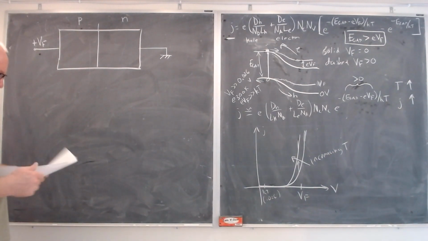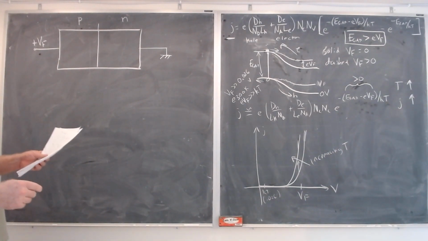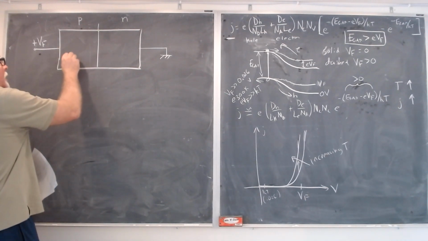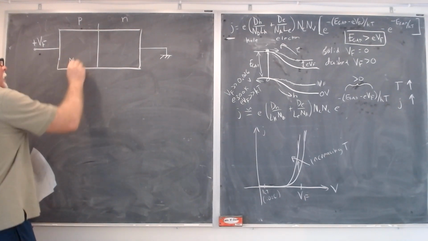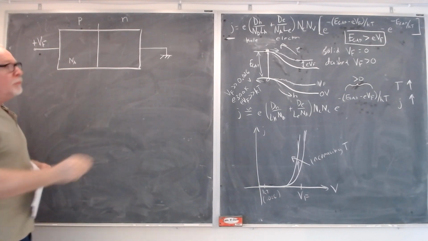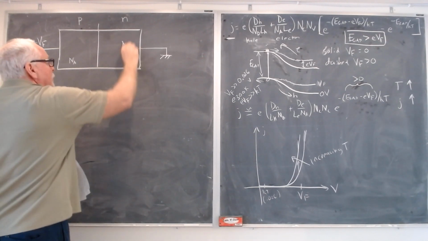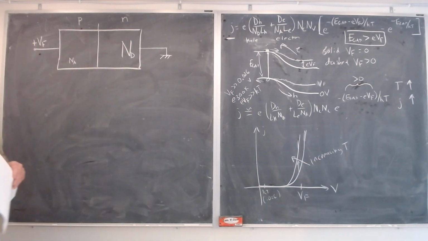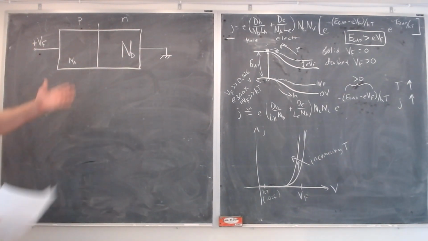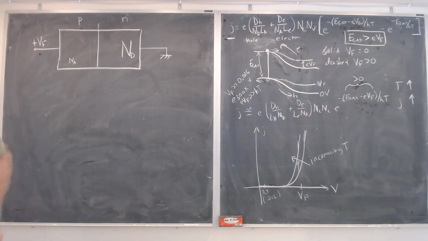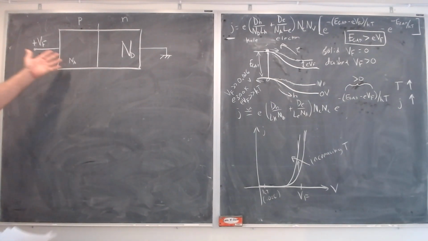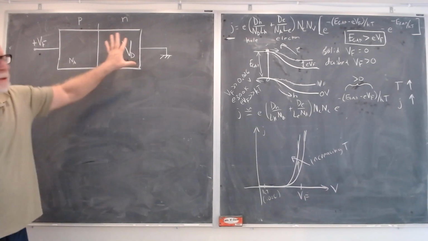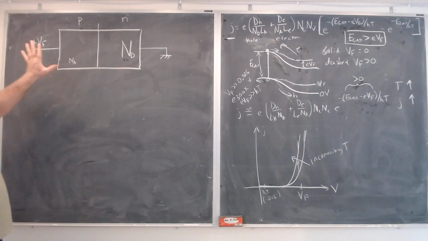But anyway, let's consider the case, and I'll do it pictorially, where the p side is doped much smaller than the n side. I'm indicating with the big ND that the n side is really more heavily doped than the p side.